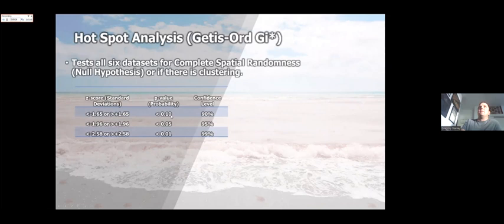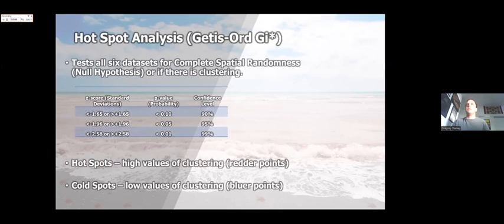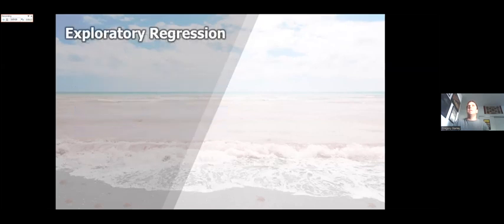For each one, we're saying how low the probability is of the null hypothesis taking place. With that, there's an associated standard deviation, so the tail ends of the bell curve. As the confidence level increases, the probability of CSR taking place decreases. With hotspots, you'll see high values of clustering and the points getting redder with each confidence level increasing. And with cold spots, these are still points of clustering, but with lower values. You'll see those points get bluer as the confidence levels increase.